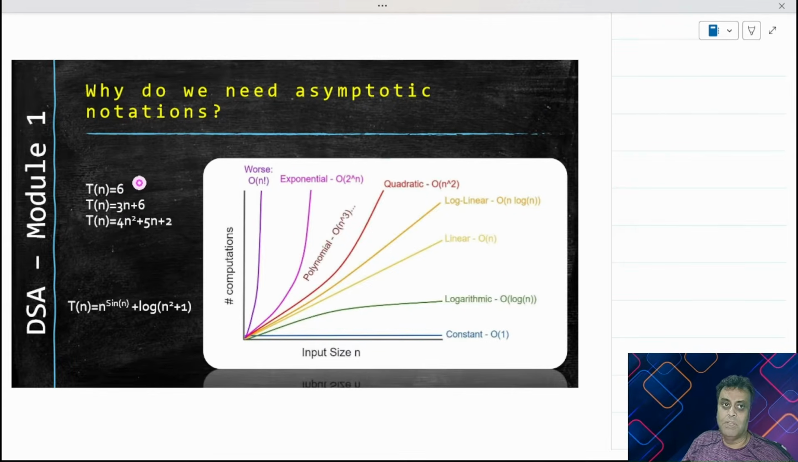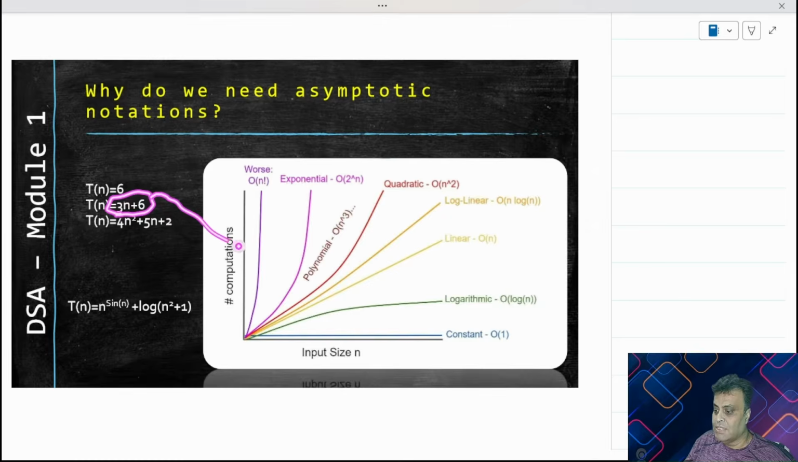I'm just trying to jump into the deep dive of the complexity classes, and that's where I'm trying to explain that if you get a time complexity of 6, it means that you can directly jump into this graph and say that I have designed an algorithm which has a constant time complexity, and it does not vary with the number of inputs. If your time calculation for your algorithm becomes 3n plus 6, of course it depends on n in a linear manner.